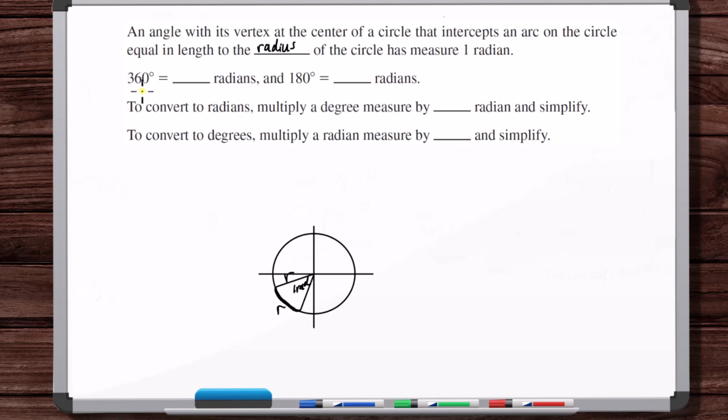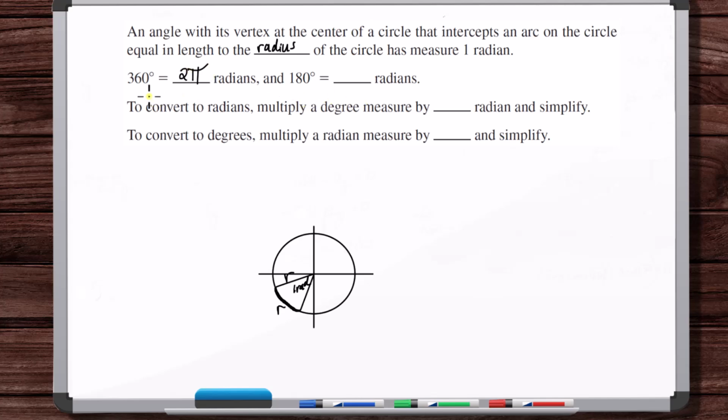Okay, 360 degrees is equal to how many radians? And 180 degrees is equal to how many radians? Well, you should know this off the top of your head. These are the typical conversion factors you'll use to convert between degrees and radians or radians and degrees. A full rotation, how many radians is a full rotation? It's 2 pi radians.